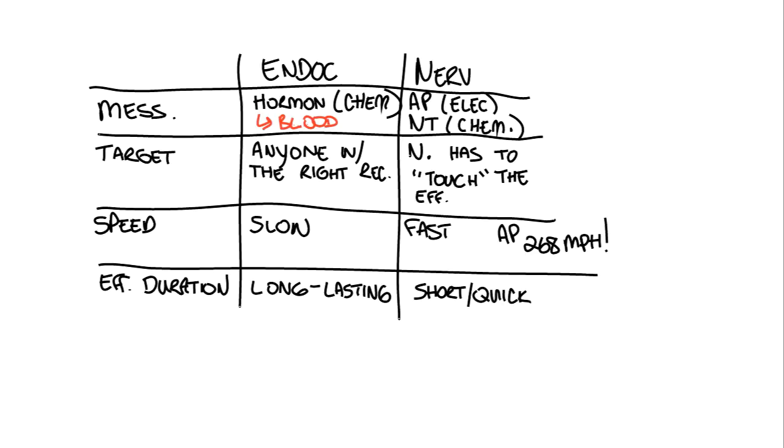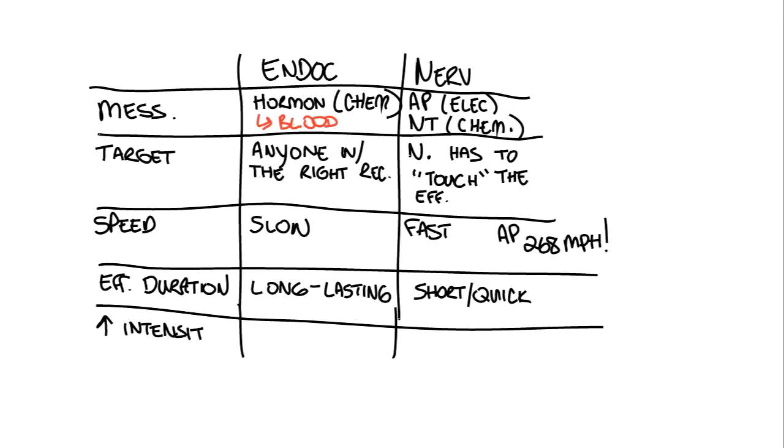Okay. One more. Let's do one more here. And we'll do the intensity of the effect. So how do we increase the intensity of the effect? With the endocrine system, what we need is actually more hormone. So we need to increase the amount of hormone to increase the intensity.